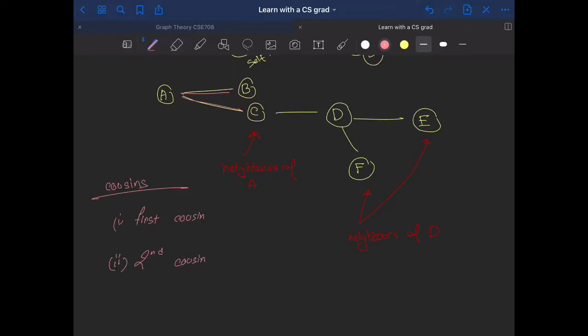So in this case we have B and C, these are your first cousins, and D would be your second cousin, because when we want to go to D we have to go from A to its first cousin, which is C. Now D is the first cousin of C, right? So when we go to C, from C we can go to its first cousin, which is D. So this D is the second cousin of A.